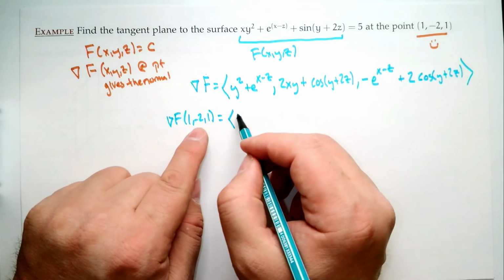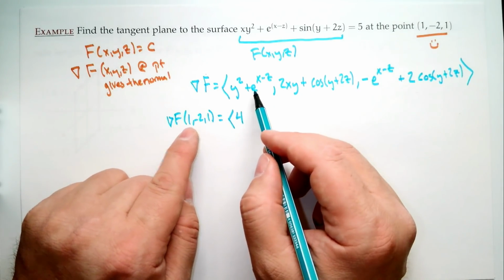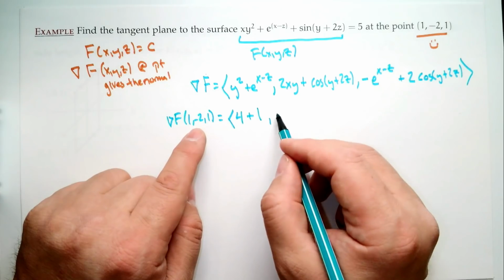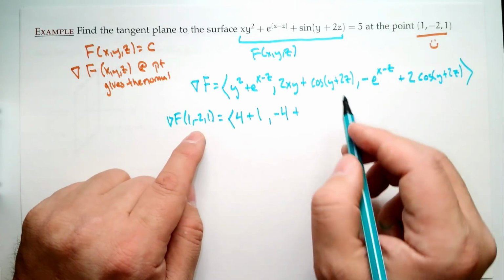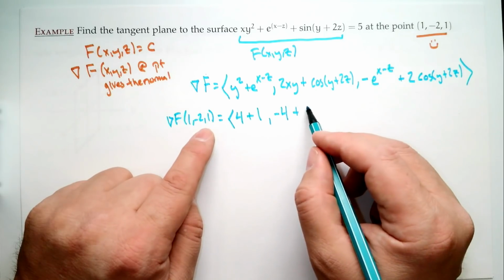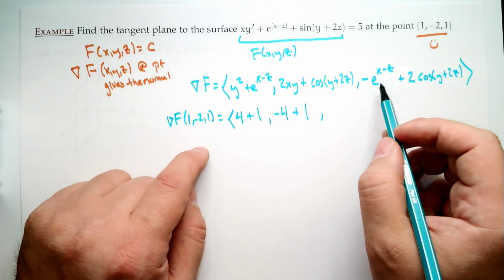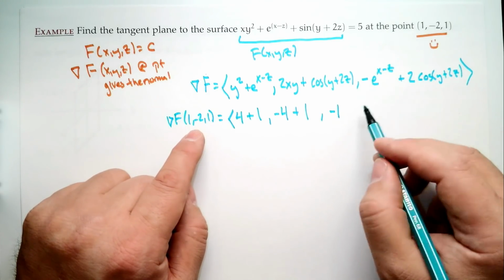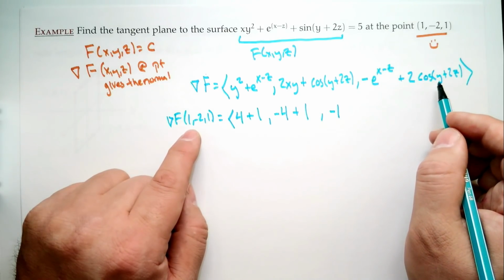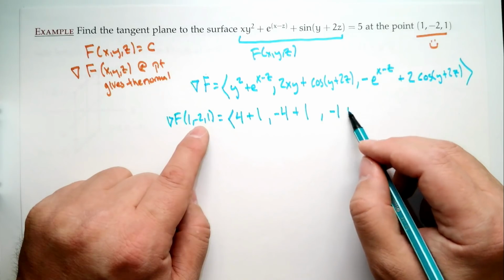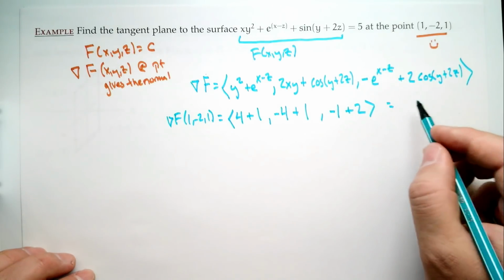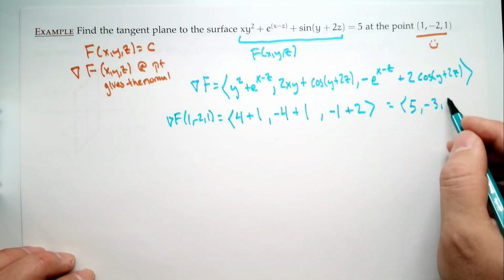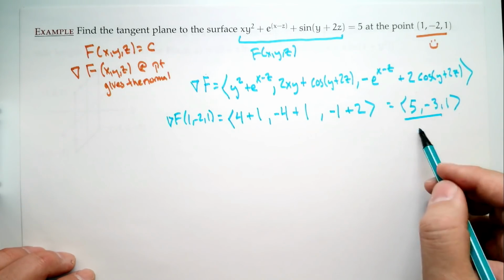All right, so we plug in 1, minus 2, 1. So let's see, y squared, that'll be 4, then plus e to the 1 minus 1, that's e to the 0, which is 1. Then we have 2 times x times y, that's minus 4, plus cosine of minus 2 plus 2, it's cosine of 0, that's 1. And here we have e to the 1 minus 1, that's 0. There's a minus in front, minus 1. Plus 2 cosine of y plus 2z, that's cosine of 0, so that's plus 2. Or, if you like, that's going to be 5, comma, negative 3, comma, 1. So there's our normal.